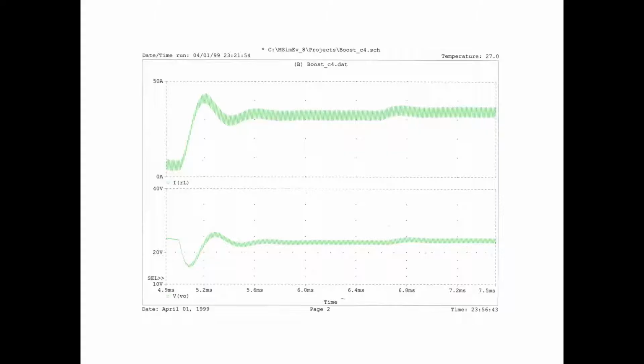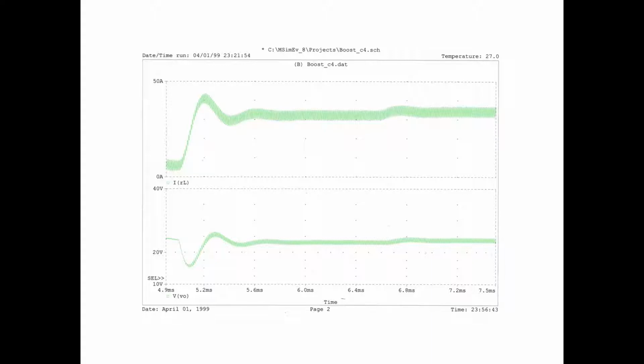So you could say, that's not too badly damped. I don't mind that so much. It's all right. It's not great, but it's stable, right? But that's going from light load to heavy load.